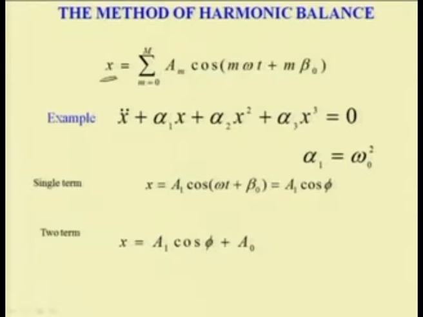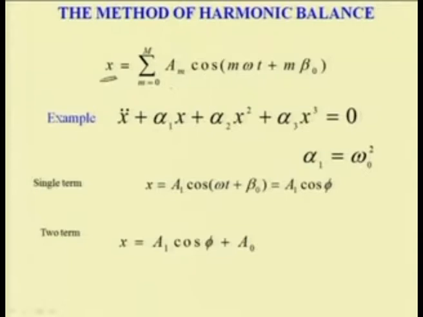So, we can have this beta 0, then for m equal to 0, this becomes only m equal to 0. So, this m omega t becomes 0, so cos 0 becomes 1. So, this becomes a 0, and for m equal to 1, this expression becomes a 1 into cos omega t plus beta 0.